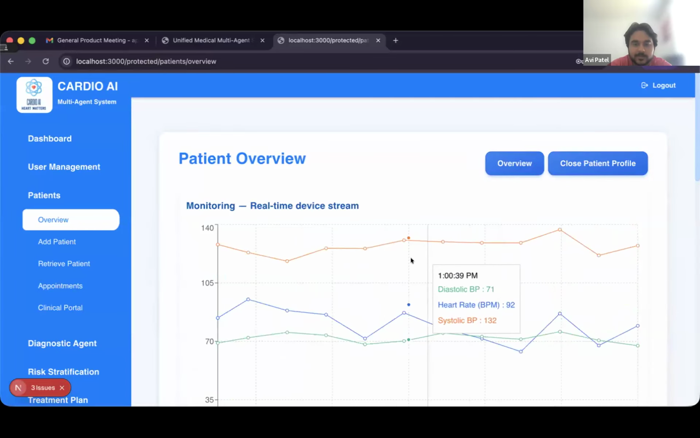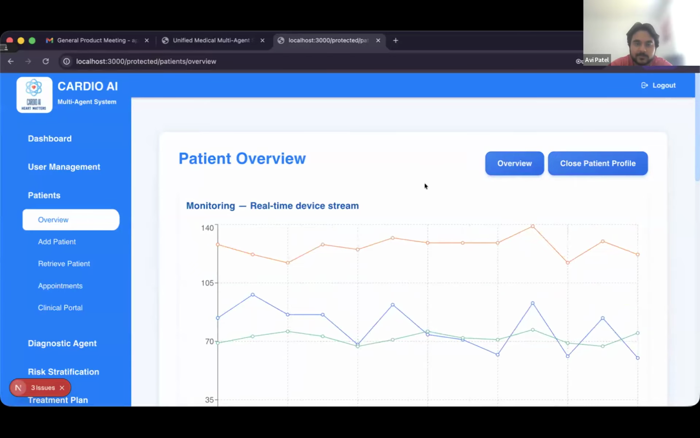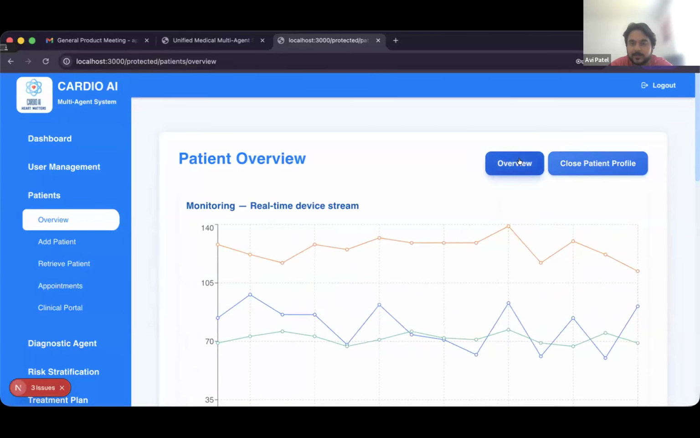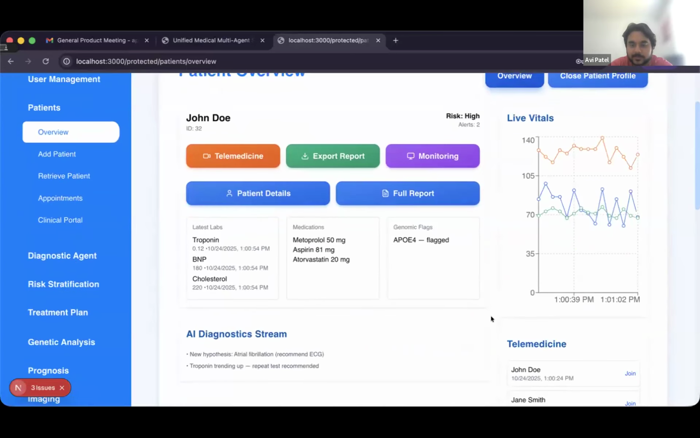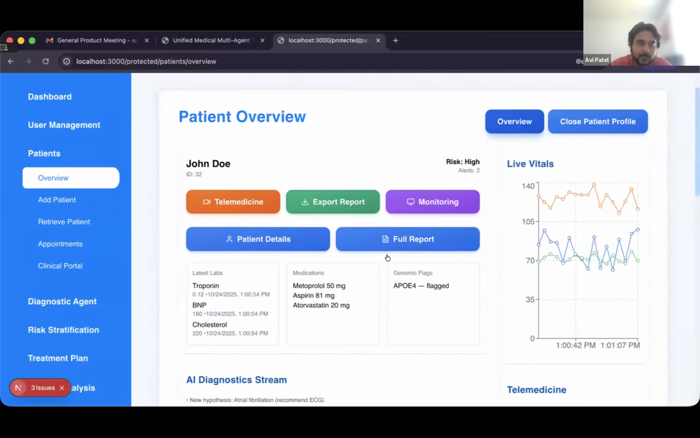So if there's any abnormalities, clinicians will be automatically alerted and they can access his patient profile and have teleconferencing with the specific patient through our telemedicine conferencing platform.